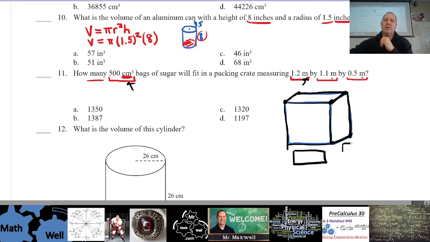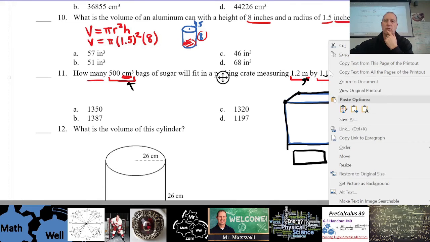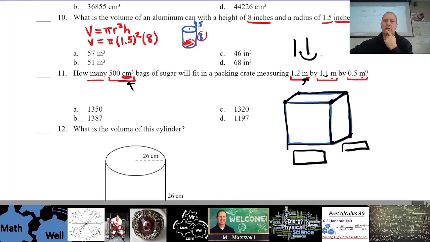What's the side value here? 1.1 meters. How many centimeters is that? 110. Because you multiply this by 100. That means you move the decimal place over twice. So 1.1, if you move it over twice, that becomes now 110. So this is 110. What about this one? How many centimeters is this one? 50. Very good. Move that decimal place over 2 times, 50. Okay. So what we need to do is find the volume of that box by multiplying those three numbers together.